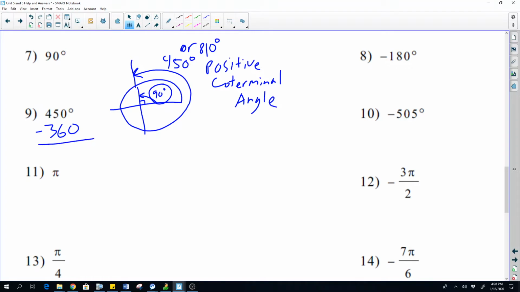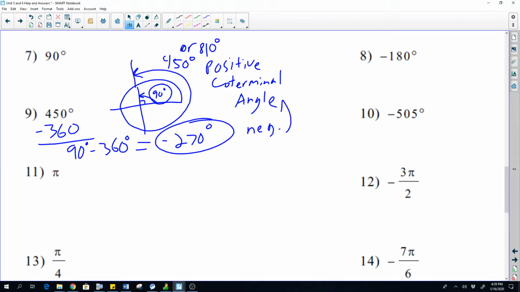So 450 minus 360 is 90. We got to go ahead and minus 360 more. And if you minus 360 more, you should get negative 270. Beautiful. And so that's a negative coterminal angle. And so 90 or 810 and negative 270.